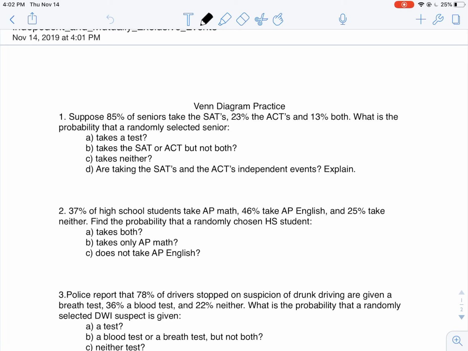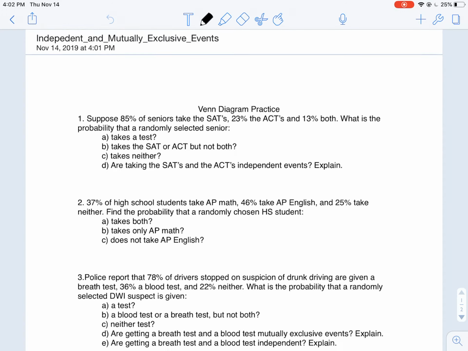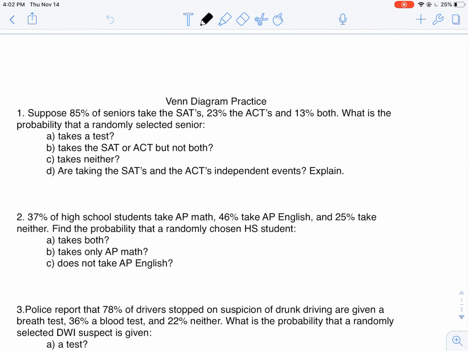Suppose that 85% of seniors take the SATs, 23% take the ACTs, and 13% take both. What is the probability that a randomly selected senior, and then we get a bunch of questions here. Now, the key is to create a Venn diagram for the situation, so that's what I'm going to do.